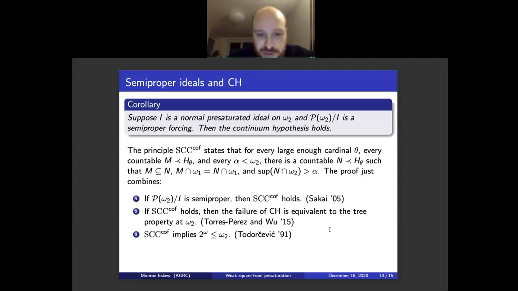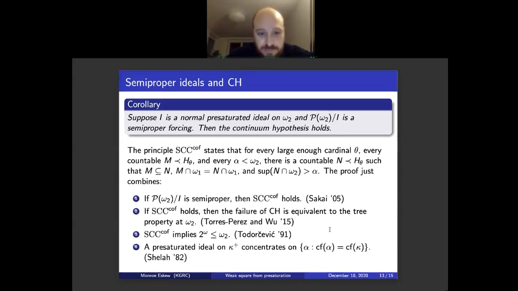So now we're getting to the hypotheses of my theorem with Sean. And Shelah proved that a presaturated ideal on a successor cardinal concentrates on the ordinals of cofinality of the predecessor. Okay, so how do you put this together? Assume you have a presaturated ideal on omega 2. By Shelah, it's going to concentrate on cof omega 1. If it's semi-proper, then by Sakai, SCC cof holds, and by Todorcevic, we have continuum at most omega 2.